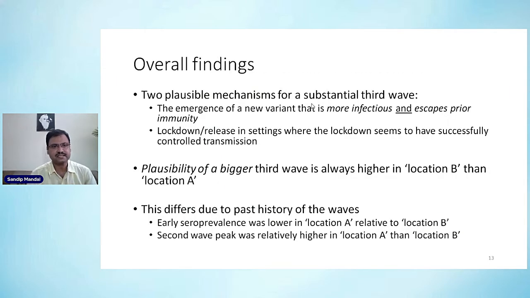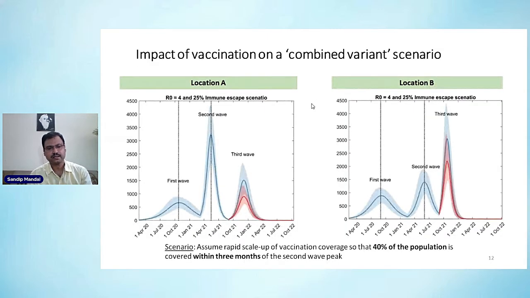Simultaneously, we know that vaccination is also going on. If 40% of people were vaccinated after the first wave peak in about 3 months, then we can see the impact of vaccination. The peak would reduce by around 50% for location A, but for location B it is around 35%. Next, please.